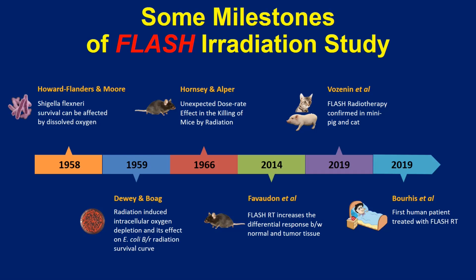Interest in flash RT resurged after European researchers reported greatly improved differential responses between normal tissues and tumors with flash RT, first in mice and then confirmed in minipig and cat. Finally, late last year, the first human patient was treated with flash RT on compassionate grounds.